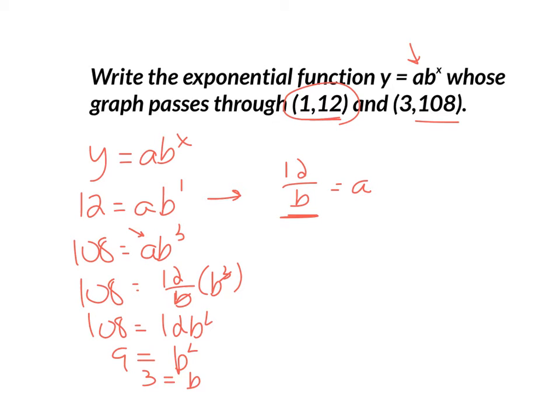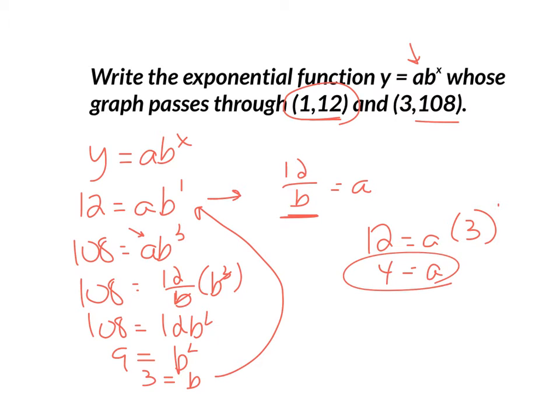Technically, b is plus or minus 3. We're going to take the positive square root because b has to be greater than 0. So here's what I know. I know that b is 3. And if b is 3, I can plug that back up here where I started. I know 12 equals a times b to the first power, which is b, or 3. So that means a is 4 when I plug that back in. So my final function is going to be y equals 4 times 3 to the x power.